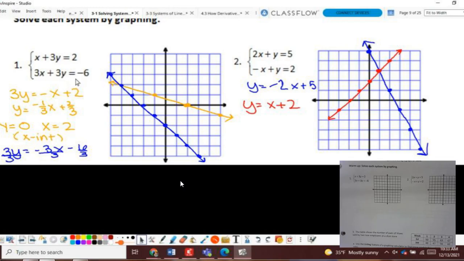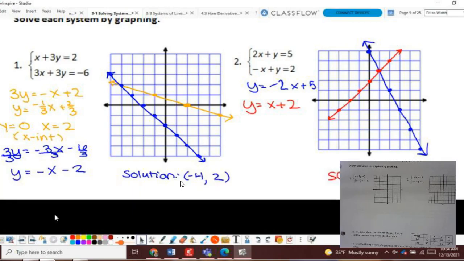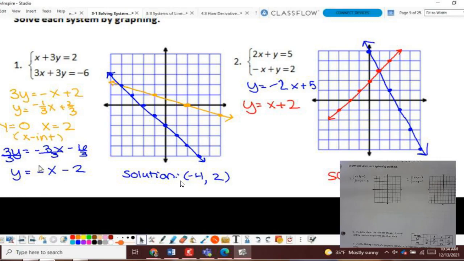Similarly, for the second function, I solved the equation for y, so that's the blue line. And this time I got negative x minus 2. Well, that's a really nice y-intercept, so I said, okay, I'll graph that. My slope is negative 1, so I went down 1, right 1, down 1, right 1. And what I noticed is that the 2 lines intersected at negative 4, negative 2. So that point of intersection is what we call the solution.